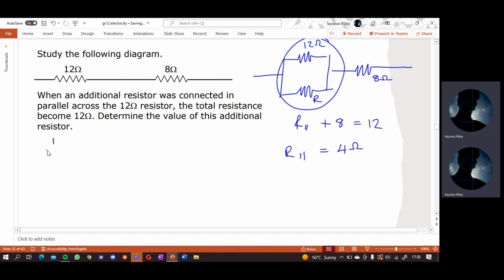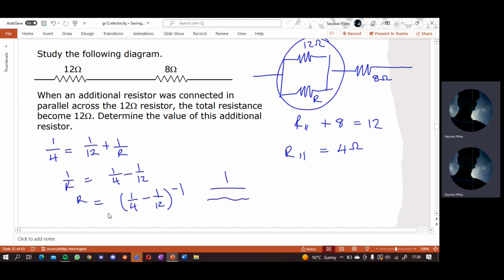If we know that, we can say 1 over 4 equals 1 over 12 plus 1 over R. You know how this works. 1 over R equals 1 over 4 minus 1 over 12. R is equal to 1 over 4 minus 1 over 12, all to the minus 1, or you can say 1 over the whole thing. Same thing, let's get an answer. So I'm going to say 1 over 4 inverse plus 12 inverse. And the answer is 3, right? So R is equal to 3. So the value of the additional resistor is 3 ohms, right?